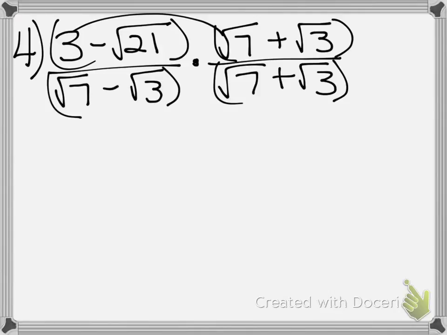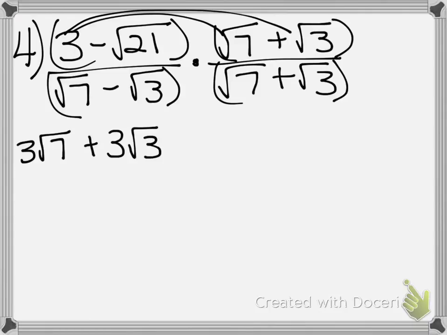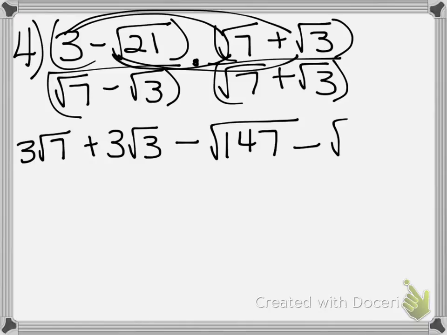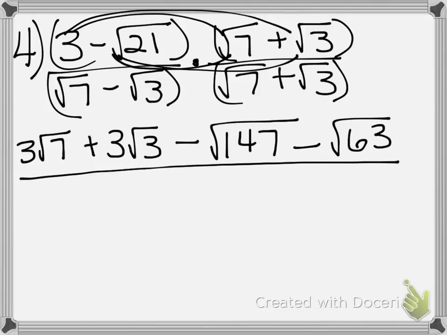And again, I'm going to multiply by distributing just like normal. So 3 times square root of 7 is going to be 3 square root of 7. 3 times square root of 3 is going to be 3 square root of 3. Negative square root of 21 times square root of 7 is going to give me a negative square root of 147. And negative square root of 21 times positive square root of 3 is going to give me a negative square root of 63. And that's going to be all over, again, I'm going to do my first, so square root of 7 times square root of 7 is 7, and my last of negative square root of 3 times square root of 3, which I get a negative 3.